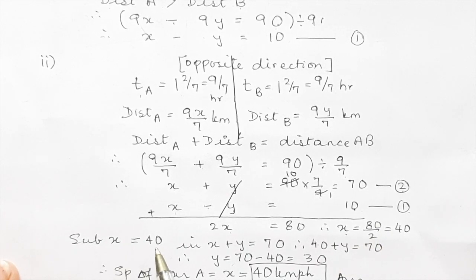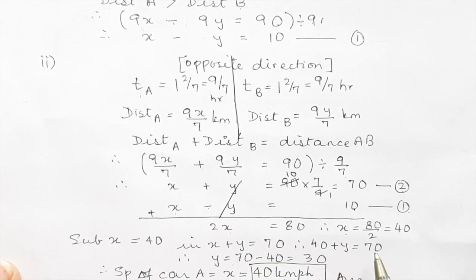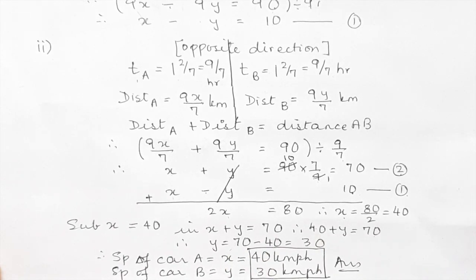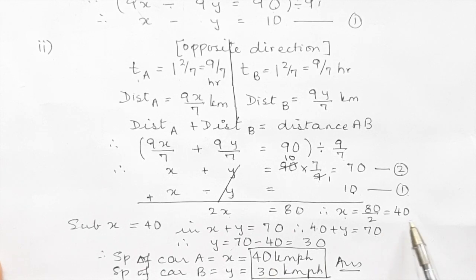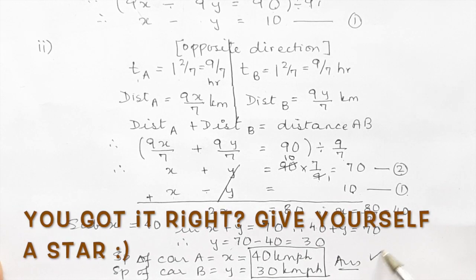We substitute x equal to 40 in this equation. So 40 plus y is equal to 70. So y is equal to 70, 40 goes that side, so minus 40, which is equal to 30. So we write the speed of car A is x, which is 40 kmph, and speed of car B is y, which is 30 kmph, and that is our answer.